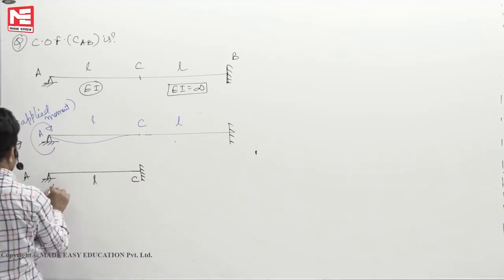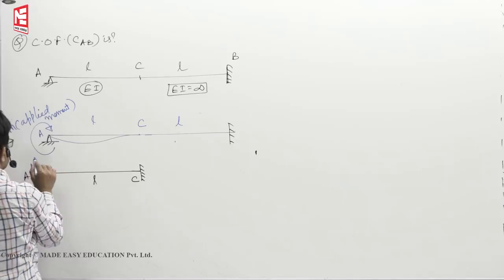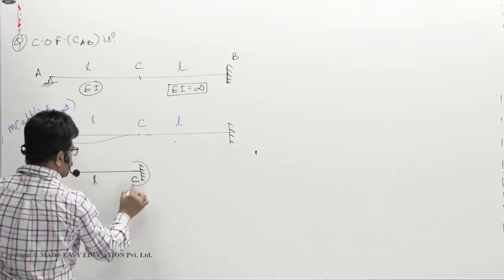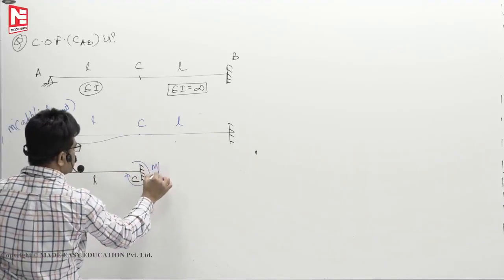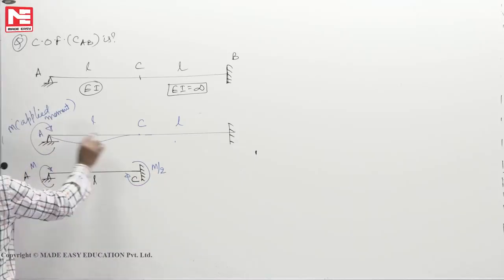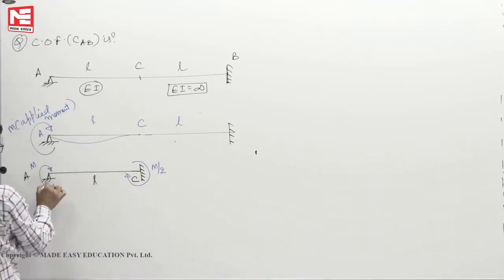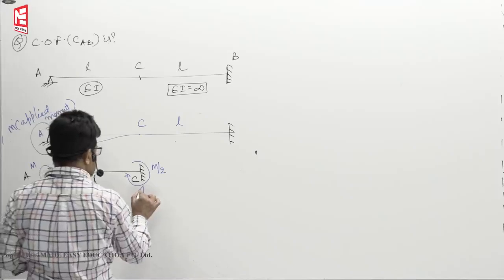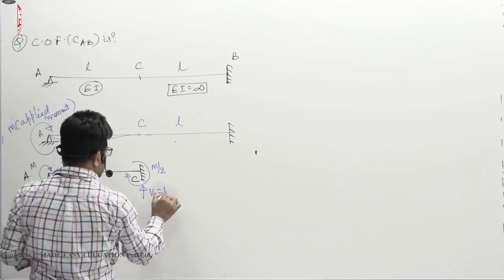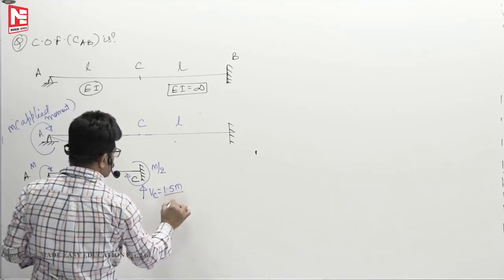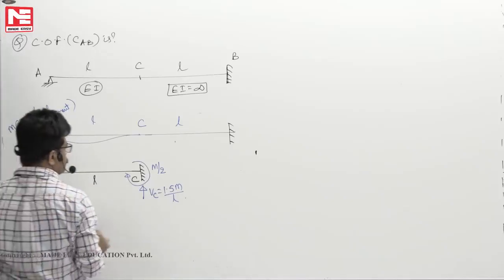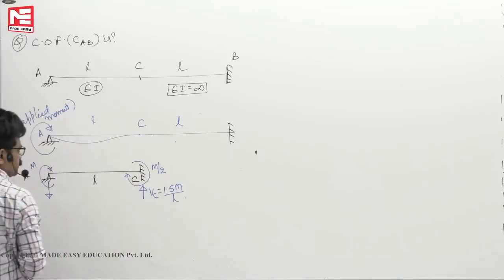You are applying a moment M. How much moment will develop here? Clockwise only, M by 2. Total 1.5 M clockwise, so anti-clockwise, VC you will get 1.5 M by L. Okay, MC is M by 2.